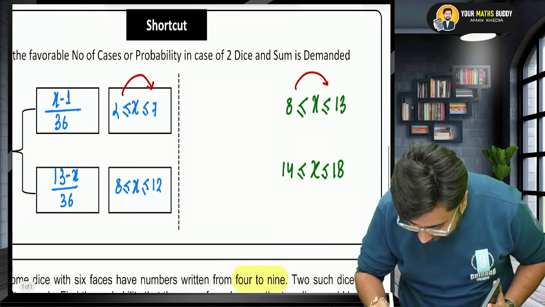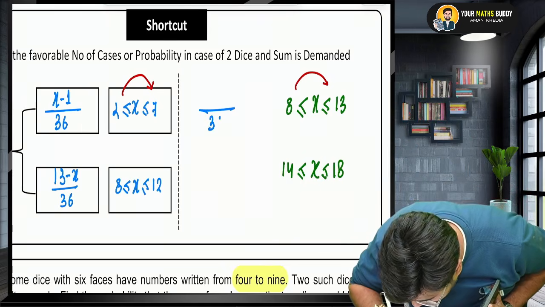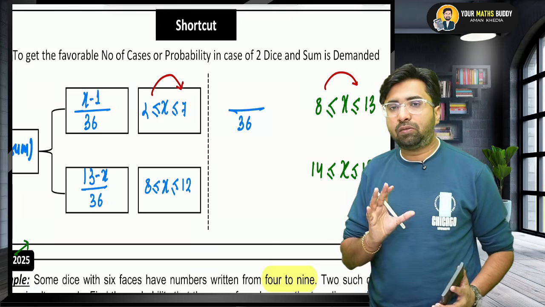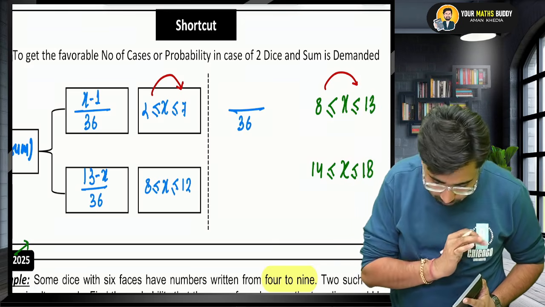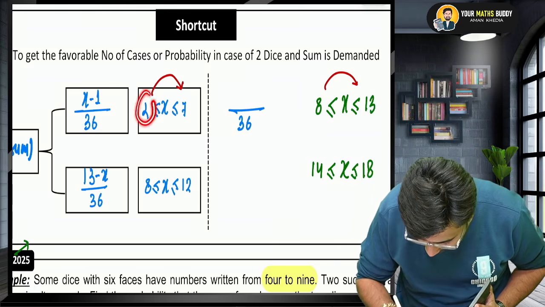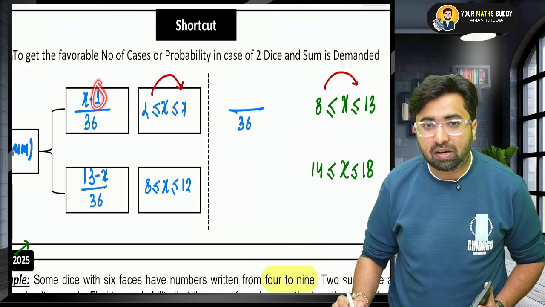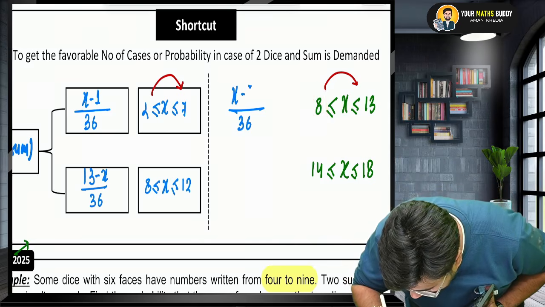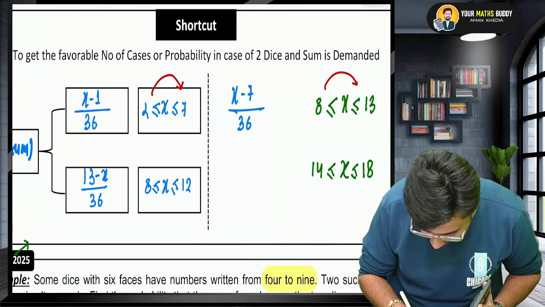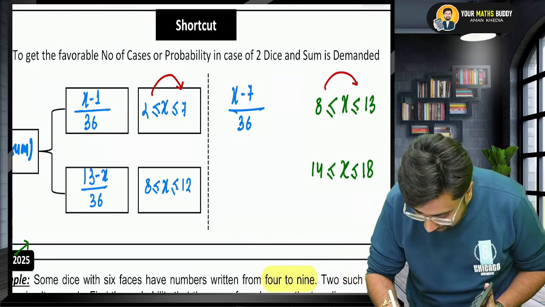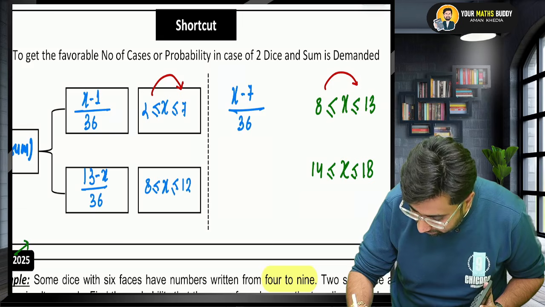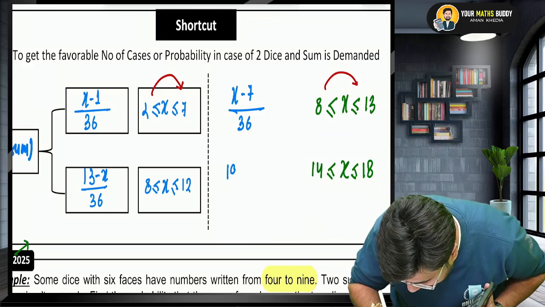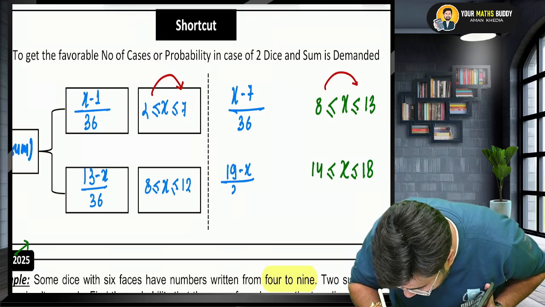Aman sir, now total cases are 36, we know. Favorable: guys, here also it will be x minus 1. Whether we will do x minus 1, no guys. The minimum sum here was 2, so here you kept 1 less. Here your minimum sum is 8, so reduce it by x minus 7. Guys, here you started with 13 minus x. Here the maximum sum was 12, here the maximum sum is 18. Here you increased by 1, so increase it by 1. 19 minus x, you will get the favorable cases out of 36.